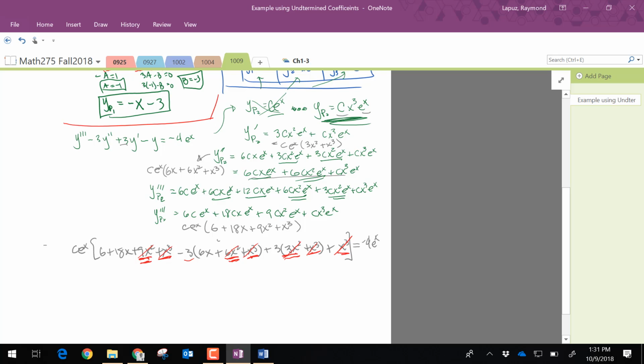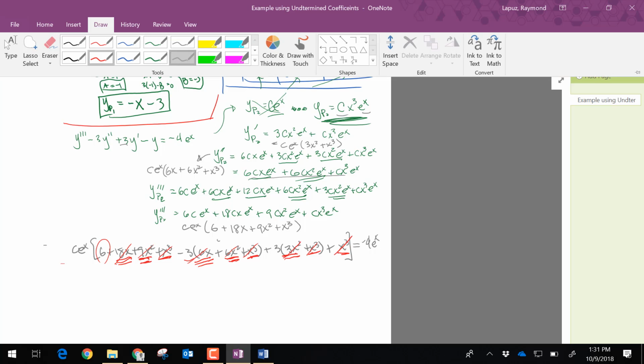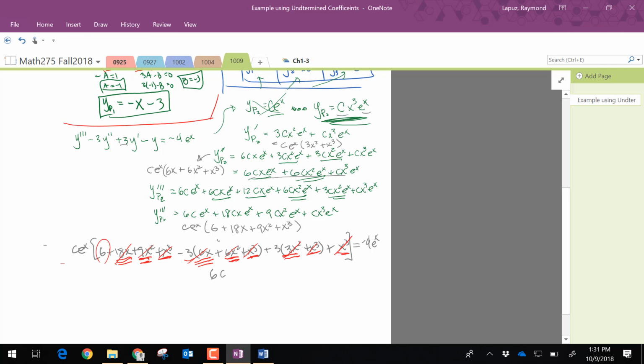And then the x, there's an 18, there's a -18, and then that's all. That's gone. So everything's gone except for a 6c e to the x. 6c e to the x equals negative 4e to the x. So fortunately that worked out. You get rid of e to the x, divide by 6, and you get negative 2/3.